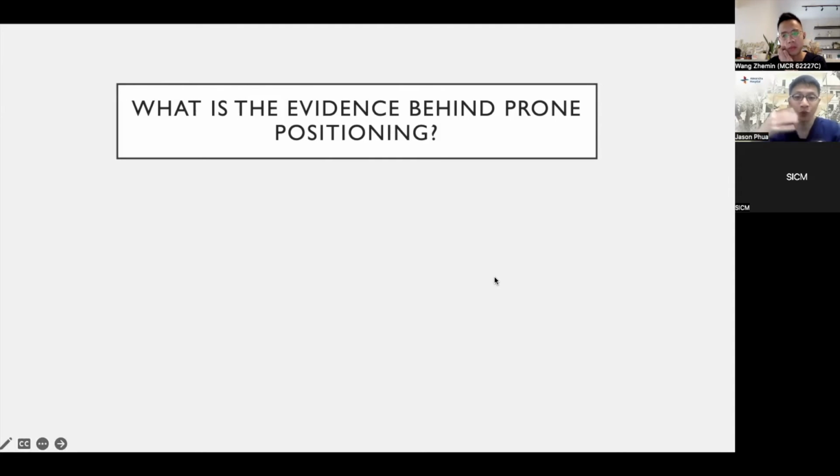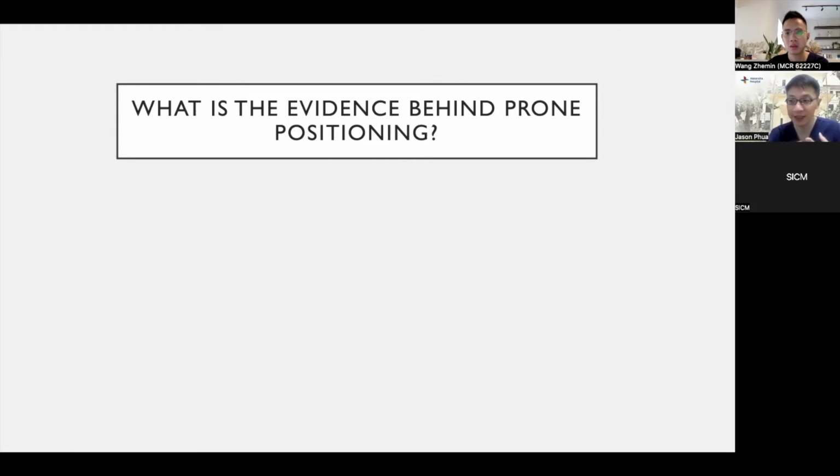Prior to this study, the PROSEVA study, many studies tried to show that prone positioning can improve mortality. They did not. And the reason why is because of multiple different factors. For example, the duration of the prone positioning was too long.